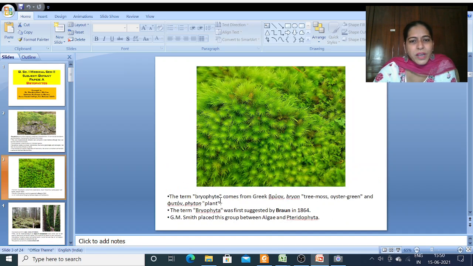Now, the term bryophyta, this is from Greek, where bryon means tree moss or oyster green, and phyton means plant. The term Bryophyta was given by Brown in 1864, and later G.M. Smith placed this group between algae and pteridophyta.